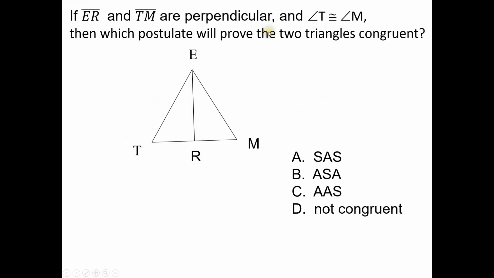Okay. Now this is the one we did in class as well. These two are perpendicular, so that means that these are 90s, right? T is congruent to M, so I can mark that. And then we do the whoosh, right? And which one is it? Yeah, it's angle, angle, side, because the hypotenuse was not marked. You couldn't say hypotenuse leg or anything, okay? So angle, angle, side, all right?